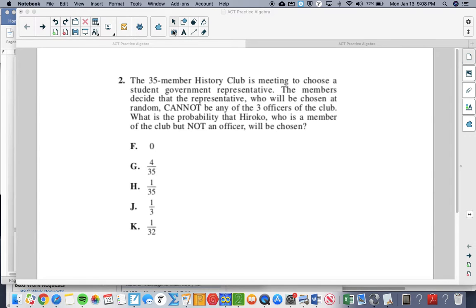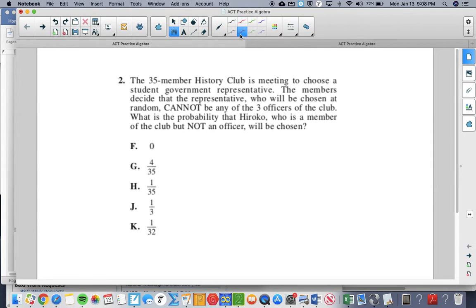This is the ACT algebra portion. Number 2, a 35-member history club is meeting to choose a student government representative. They're picking one person to represent them. The members decide that the representative who will be chosen at random cannot be any of the 3 officers of the club. What is the probability that Hiroko, who is a member of the club but not an officer, will be chosen?